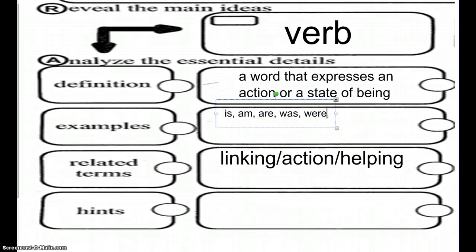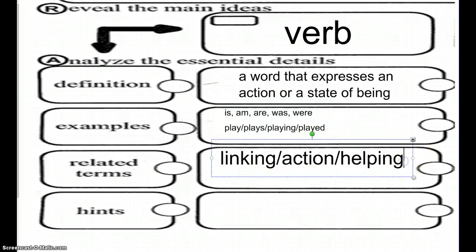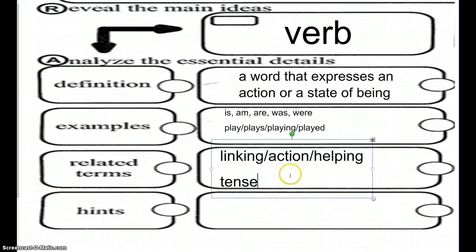So, play. And we said we could say that in different forms with different suffixes. Plays, playing, played. They all mean the same thing, but they're all written in different forms. And so that brought us to another term that we use, which is tense. When we talk about verbs, we talk about verb tense. And so there are 3 different tenses: present, past, and future.